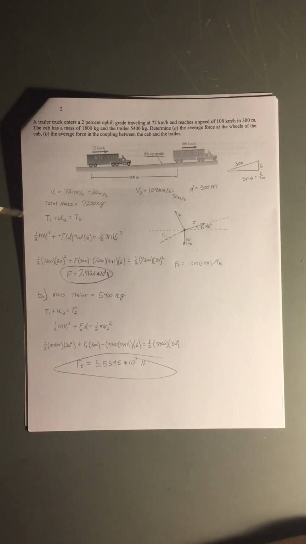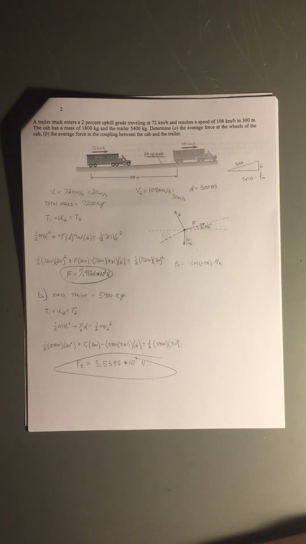Then I wrote our special equation here with kinetic energy and work. We know kinetic energy is 1/2 mv squared, and the work is force times distance. In the x direction, we had the force of the tires, which is what we're looking for, the force at the wheels.